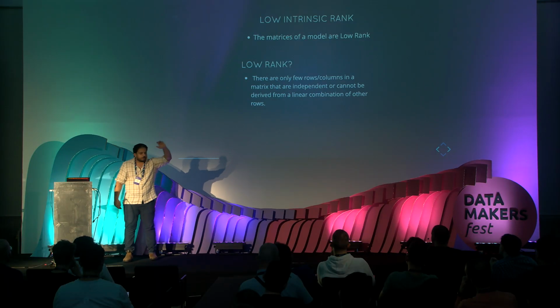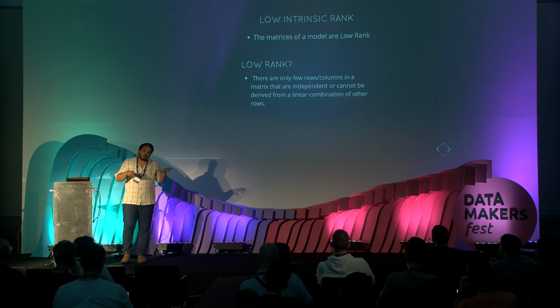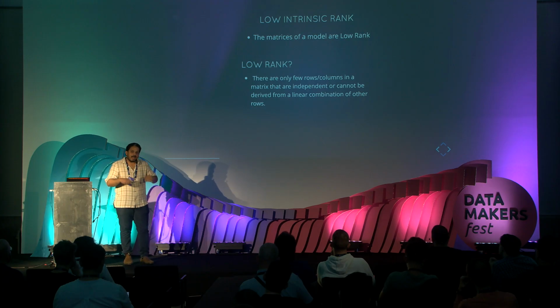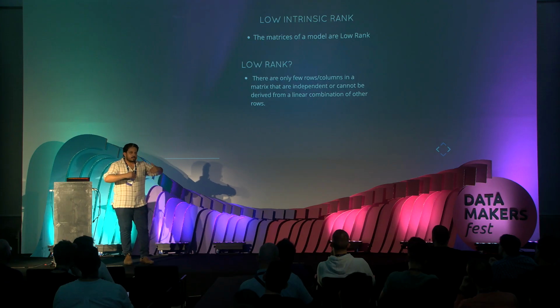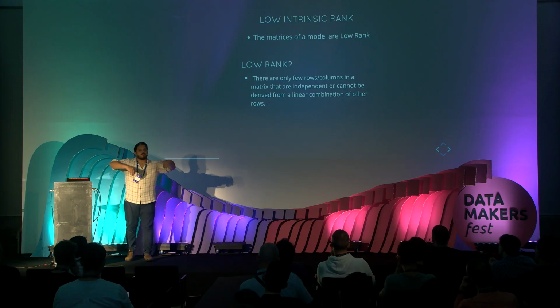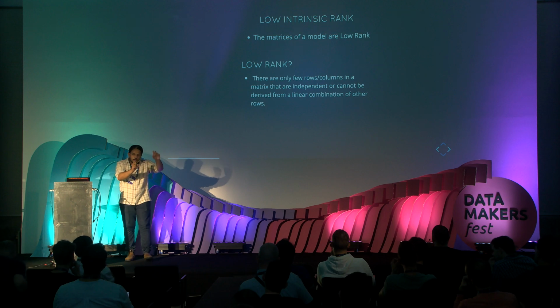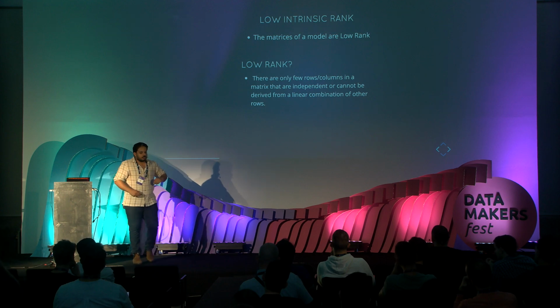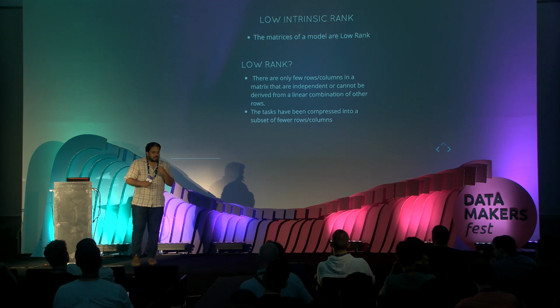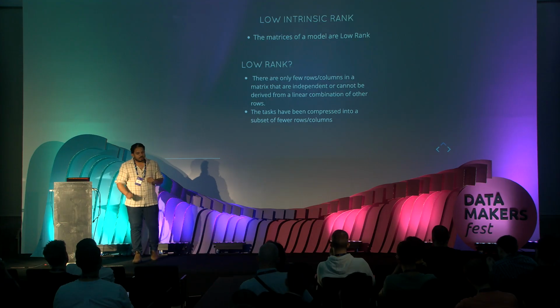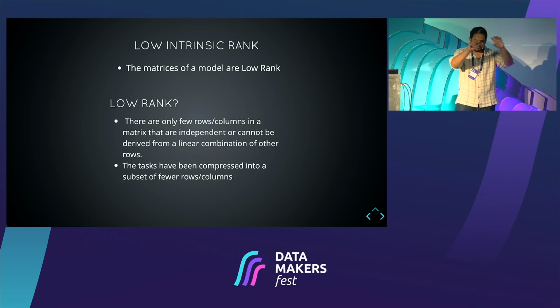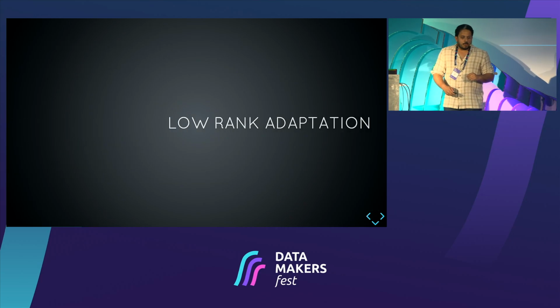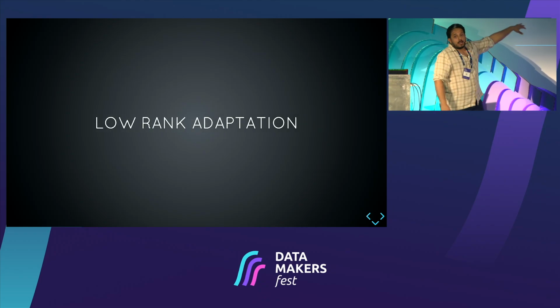OK, so that means that only a few rows and columns of the matrix are actually unique. Everything else in the matrix can be derived using these fewer columns. I have some visualizations later that will help with that. And the information is compressed into these smaller sets of rows and columns. OK, now we'll come to low-rank adaptation.